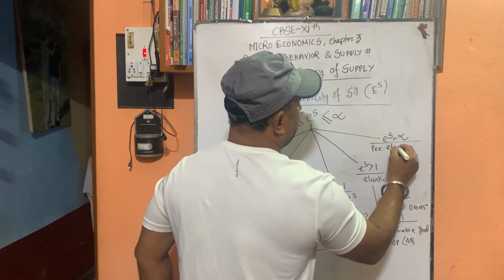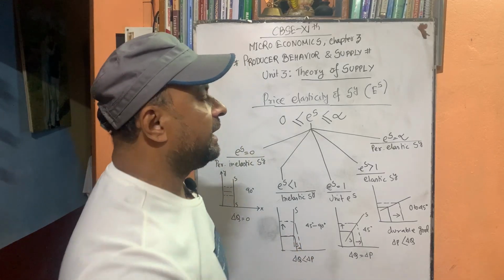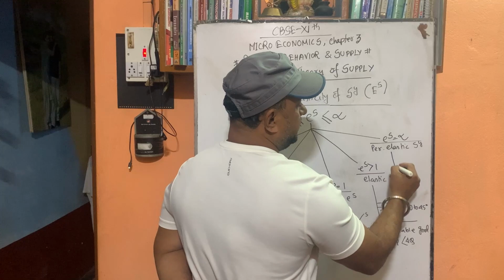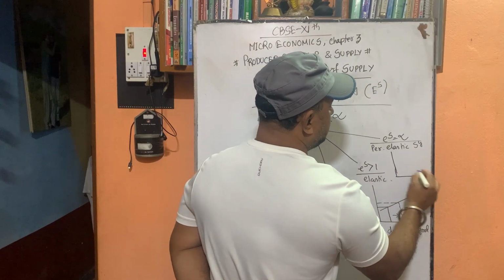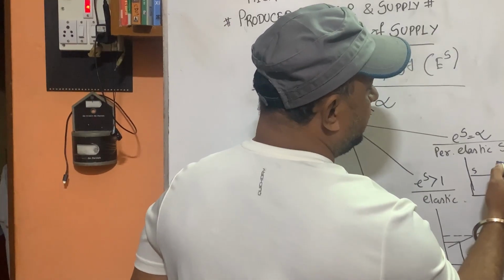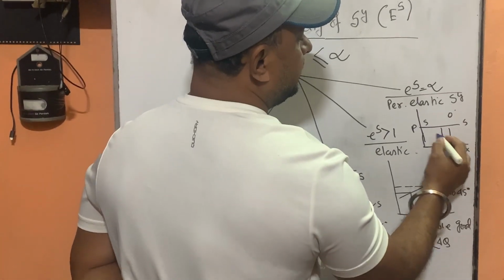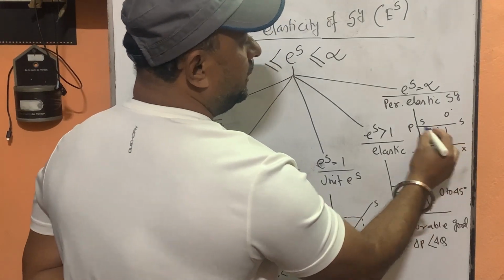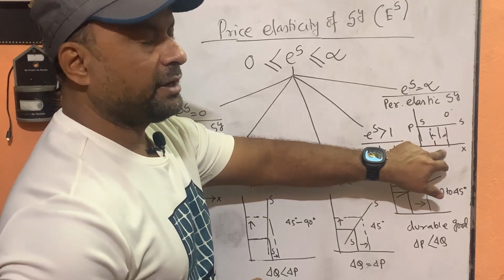Perfectly elastic supply. This is an imaginary concept. Generally in real life, such goods which are perfectly elastic are not available. At that time the supply curve becomes horizontal to the x-axis. This is the supply curve, slope is 0 degree here. Now see, with the same price, supply is changing, increasing or decreasing. This thing never happens in the real world. With no change in price, supply changes; this is quite impossible.